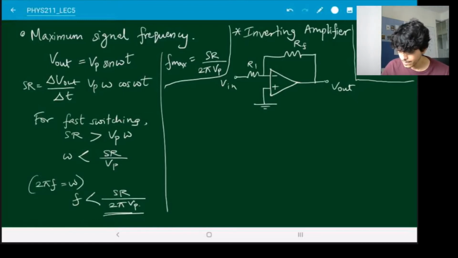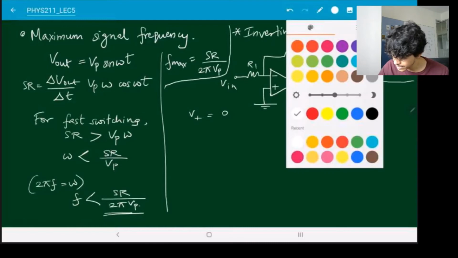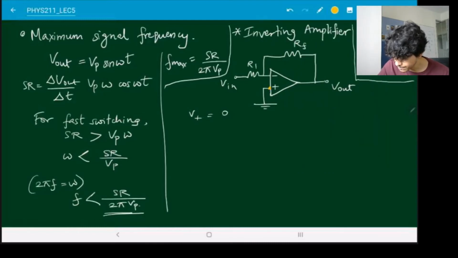First of all, at the non-inverting terminal, the voltage is 0 because it's at ground. Now if you remember from the properties of an op-amp, there is a virtual short between the inverting and the non-inverting terminals. So whatever potential is there over here, the same potential is there over here. These 2 points are at the same voltage approximately. So if V plus is 0, then the V minus is also 0. Okay, so far so good.